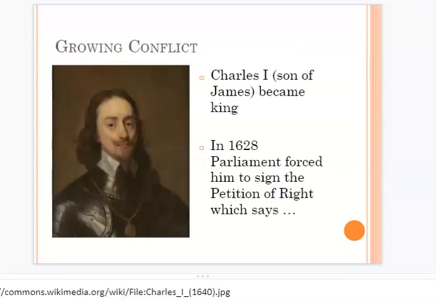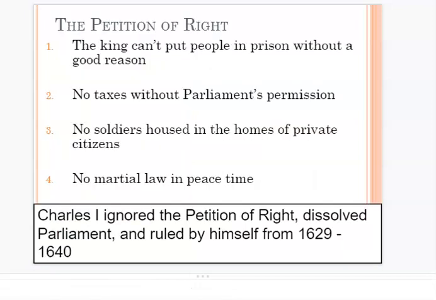So we're not going to spend a lot of time with James I. He became king, had conflicts with Parliament. We're going to really focus on his son, who becomes king, and he needs money desperately. So we went from James to Charles I. And in 1628, when he was king, he is forced to give Parliament or the people more rights.